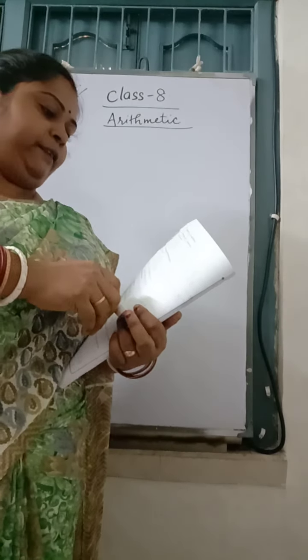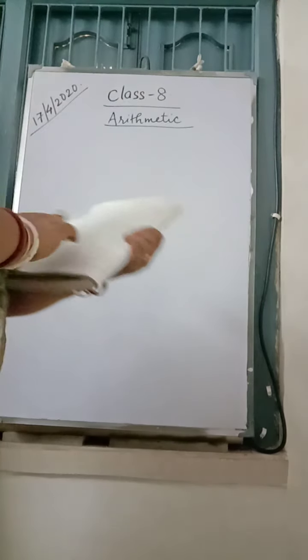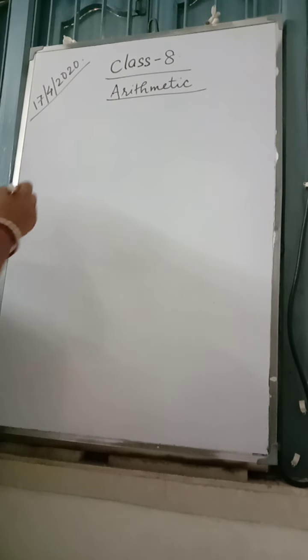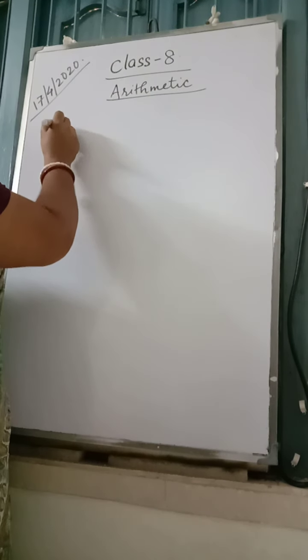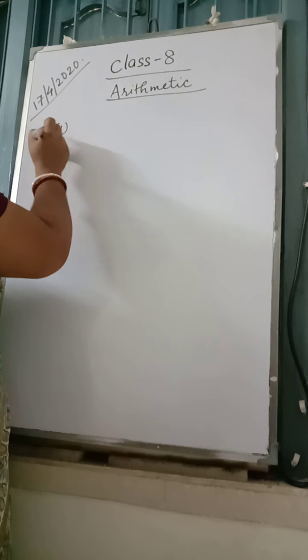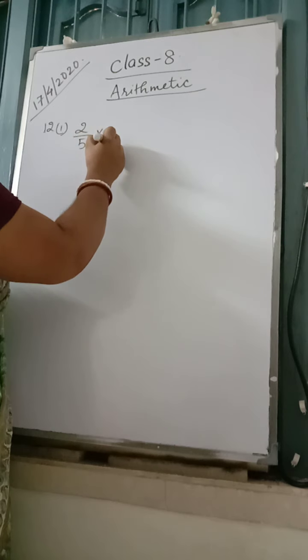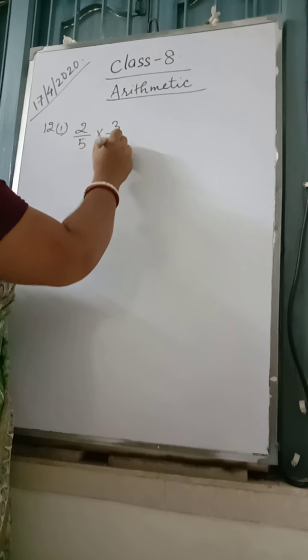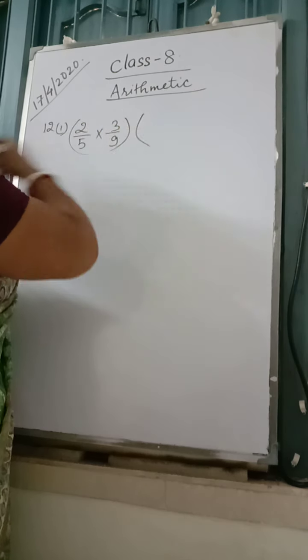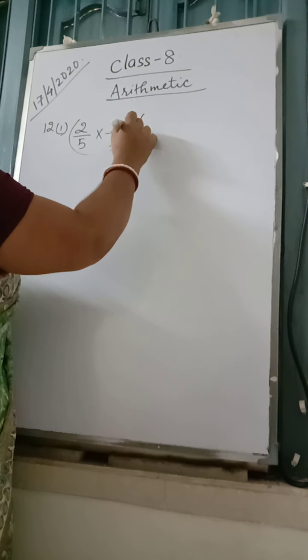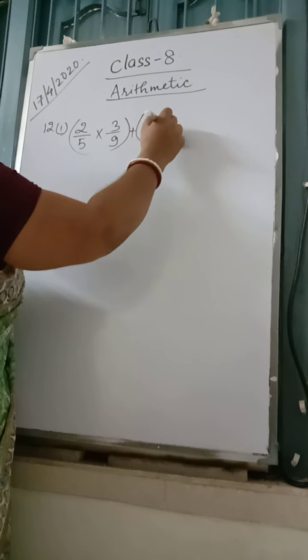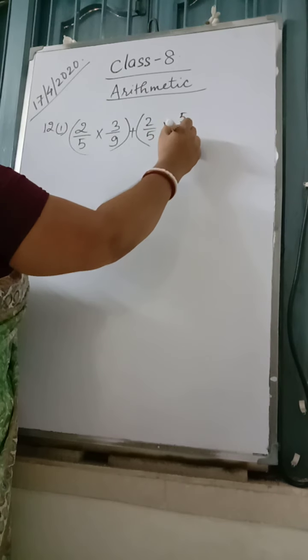We have completed up to 11 from exercise 1D. Look at question number 12. Here you have been asked to find using the distributive property. Already the sum is given, 12.1. It is given 2 by 5 into 3 by 9 plus 2 by 5 into 5 by 11.